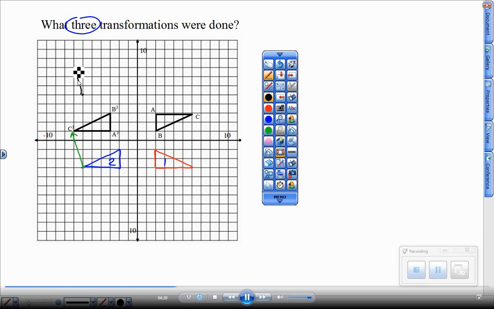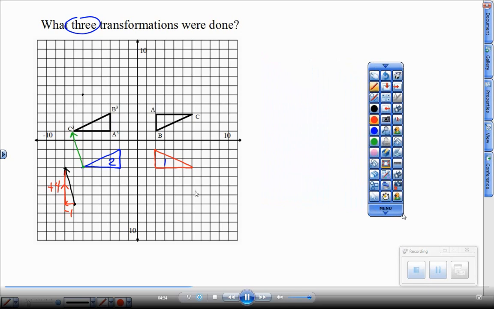This little arrow written up here in the space somewhere, again, I could draw a vector arrow anywhere I want as long as it's showing left 1, up 4 motion. That describes that motion, left 1, up 4. So my last transformation is a translation, left 1, up 4.